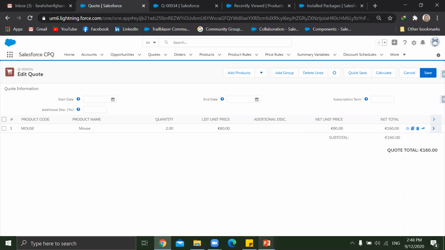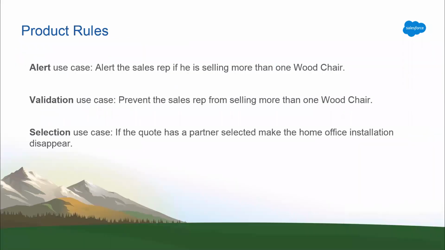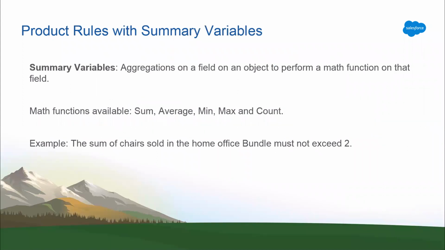We will move to another topic, which is also product rules, but with summary variables. Summary variables can do aggregations on a field in an object. Those aggregations can be sum, average, minimum, maximum, and count. So what is the use of that? You saw before how we prevented the quantity of the wood chair from exceeding 1. But what if I want to prevent the quantity of all chairs in this bundle from exceeding 2 chairs? That is possible with summary variables.